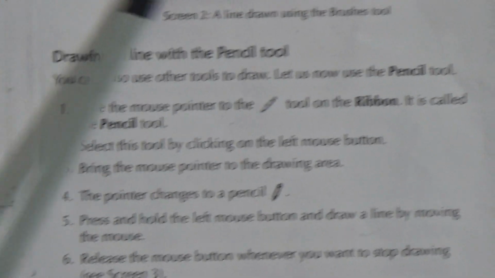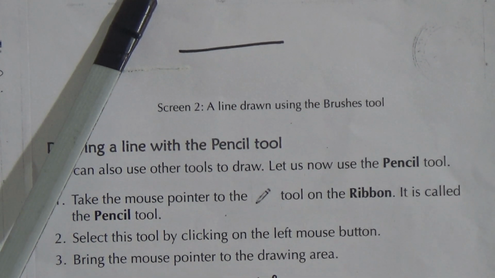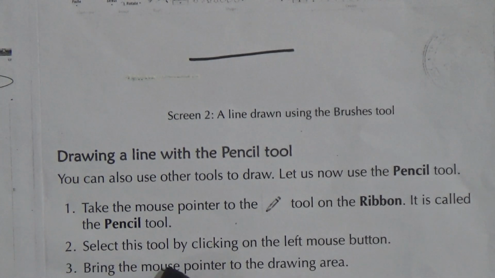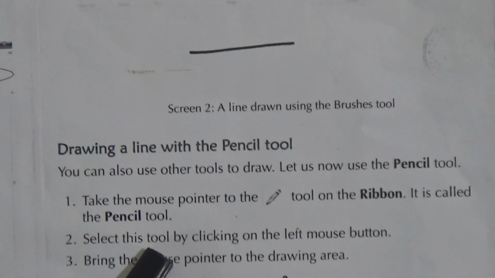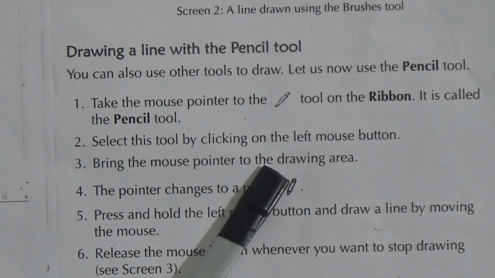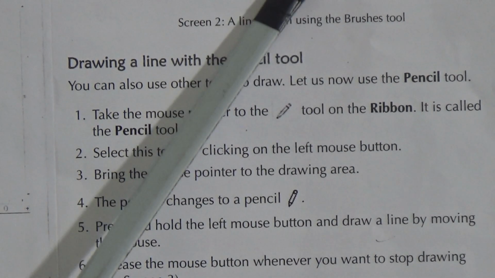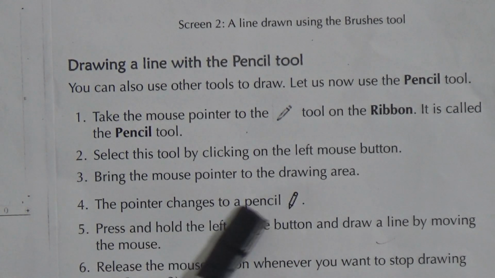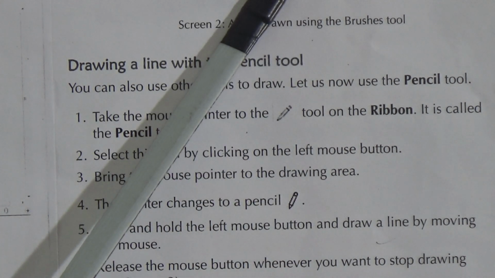Now look, in this ribbon you will go to this section, that means the pencil tool, and it is called the pencil tool. Number 2, select this tool by clicking on the left mouse button. So you will click on the left mouse button to select the pencil tool. Number 3, bring the mouse pointer to the drawing area. Now we will bring the mouse pointer to the drawing area to draw the picture. And number 4, the pointer changes to a pencil. Now the pointer will change to a pencil.